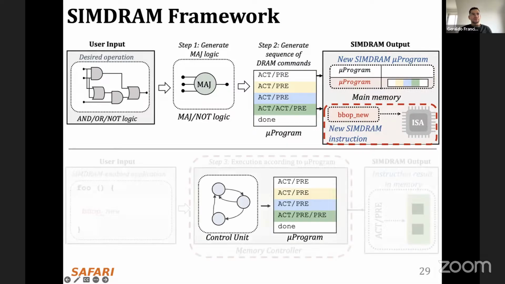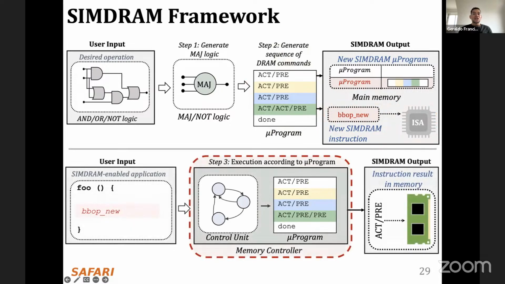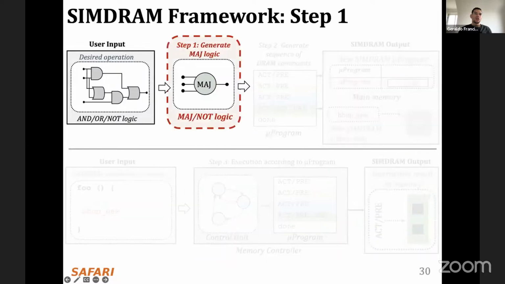CPU ISA. The third step executes the microprogram to perform the operation. SIMDRAM has a control unit in the memory controller that transparently issues the sequence of DRAM commands to DRAM as dictated by the microprogram. Once the microprogram is complete, the result is held in DRAM. Now let's see the first step in detail.